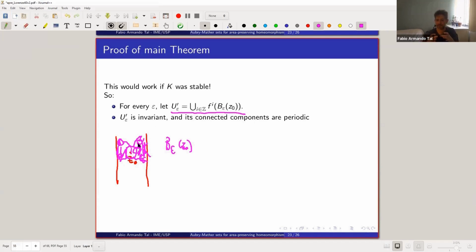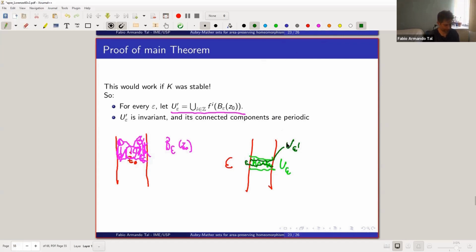It cannot be a disk, because inside this disk you would have periodic points of different rotation number, and you cannot have an invariant disk with two different rotation numbers inside the annulus. So I started with Z0, and for every epsilon I find some small annulus U epsilon, then I take some other smaller epsilon, and I find some other invariant annulus.